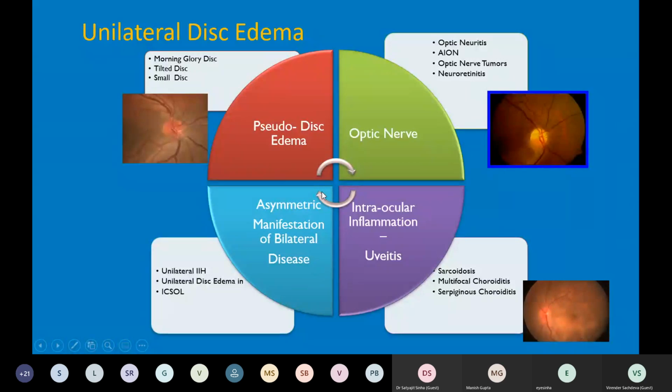Very, very rarely it has been described that patients with CNS disease or a systemic disease can have only unilateral disc edema. For example, unilateral IIH, unilateral disc edema in CSVT and ICSO. This is to be kept in mind only when these are ruled out.